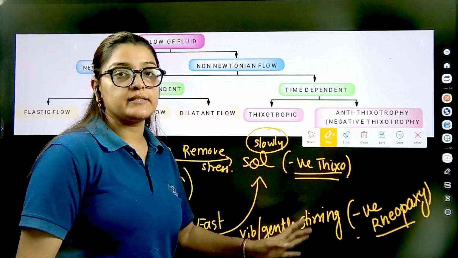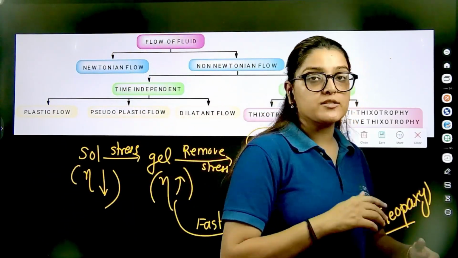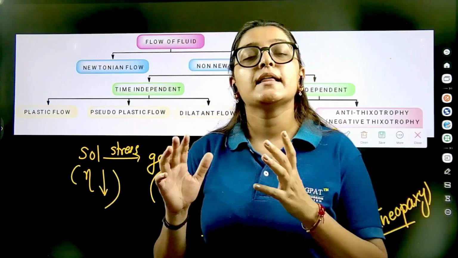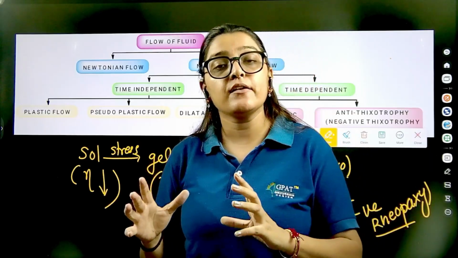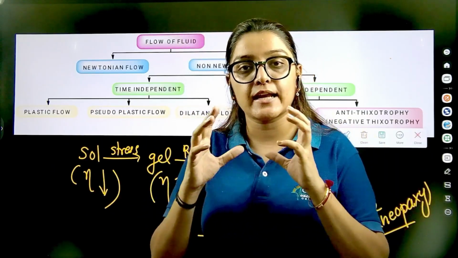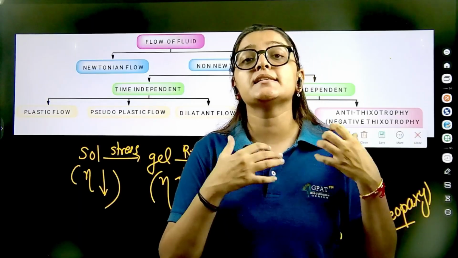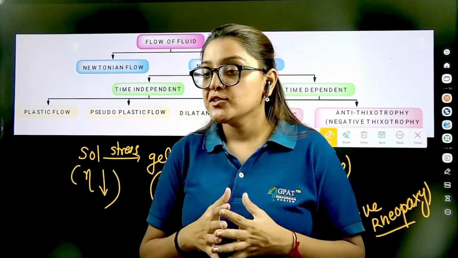So this is the important topic that we had to cover today. Just to summarize it, thixotropy is gel sol gel slow conversion. Then we have gel sol gel fast conversion, rheopexy. Then we have sol gel sol conversion, antithixotropy. Then we have sol gel sol conversion fast, that is negative rheopexy. So that's it for today.